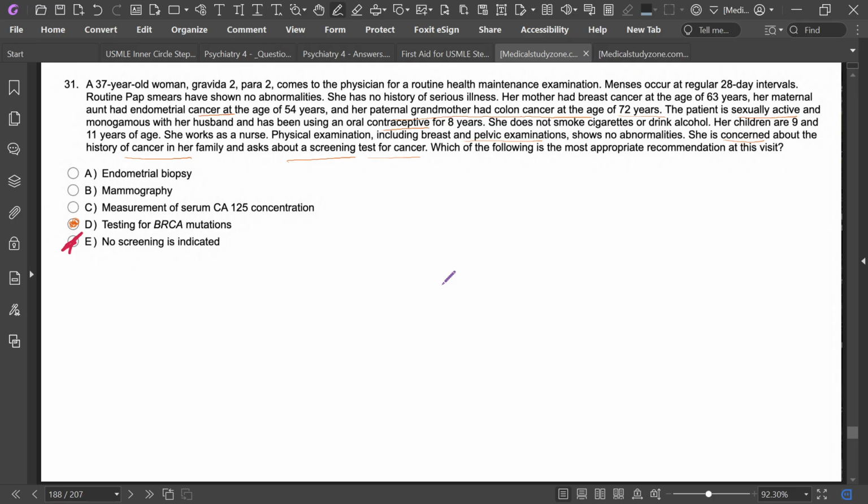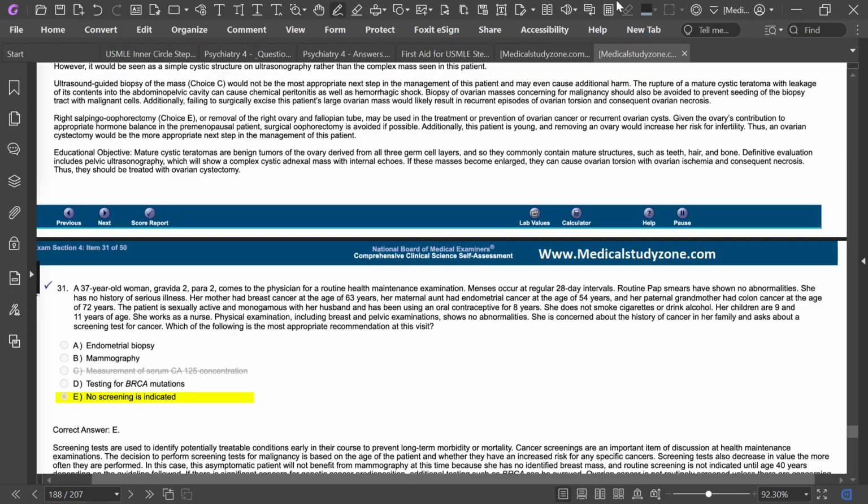The patient is sexually active and monogamous with her husband. She has been using OCP for 8 years. She doesn't smoke cigarettes or drink alcohol. Her children are 9 and 11. She works as a nurse. Physical exam, including breast and pelvic exam, is fine. She's concerned about the history of cancer in her family and asks about screening tests for cancer. Which of the following is the most appropriate recommendation at this visit?